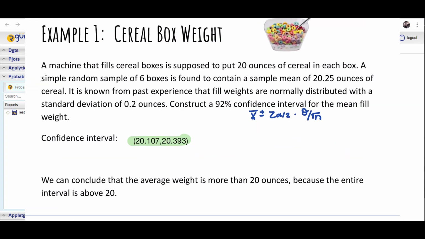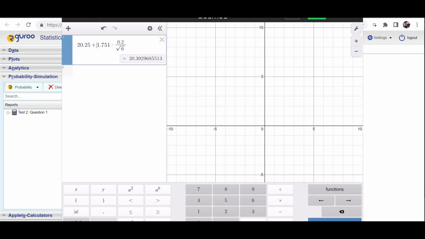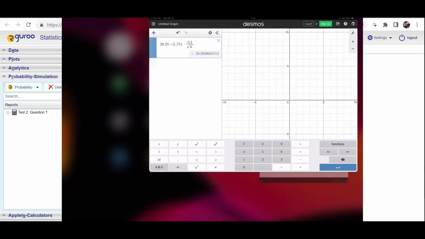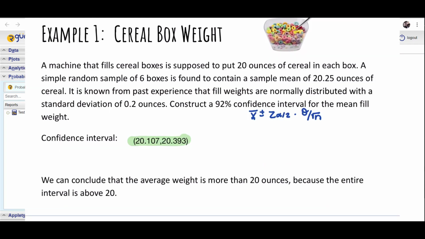And then you multiply that times sigma, which is your standard deviation, which would be 0.2, divided by the square root of 6. And you do this twice, once with a minus, once with a plus. And you can see here in Desmos, with a minus, you get 20.107. With a plus, you get 20.393. And that's what I have written right here.